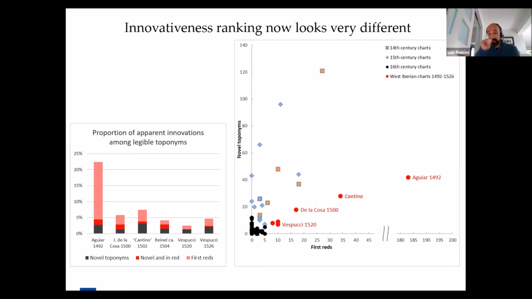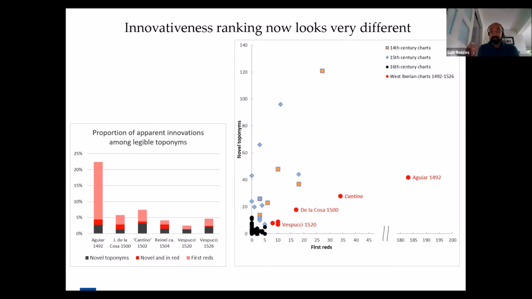What one now sees is that the Juan de la Cosa Planisphere, the Cantino, and especially Jorge Aguiar's chart look extremely innovative. So what is happening here? Of course, the problem has been transferred. We now have found the precedents of Vespucci's chart, so it doesn't look innovative anymore. What we don't have is which are the precedents of the Cantino Planisphere or of Jorge Aguiar, because we don't have extant earlier charts, or at least earlier charts that can be dated accurately. And so I did not include them in this analysis.